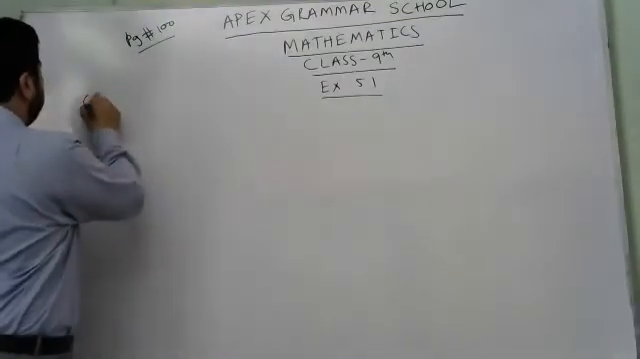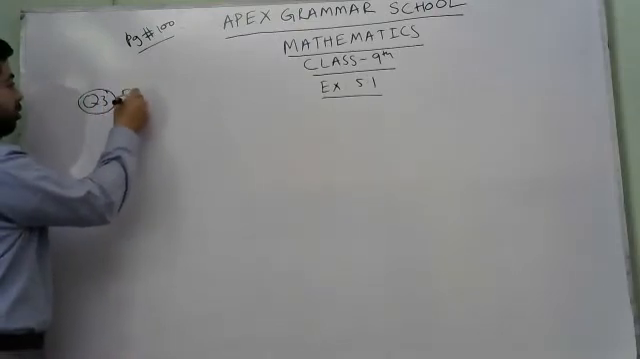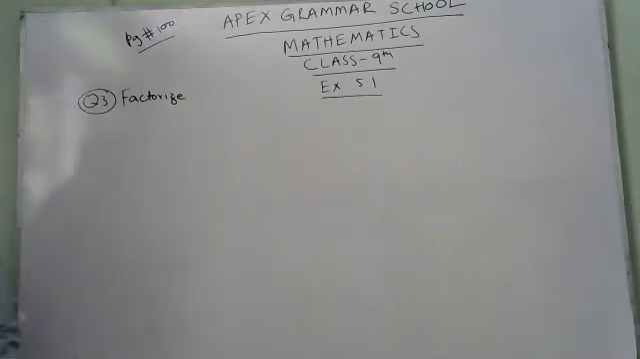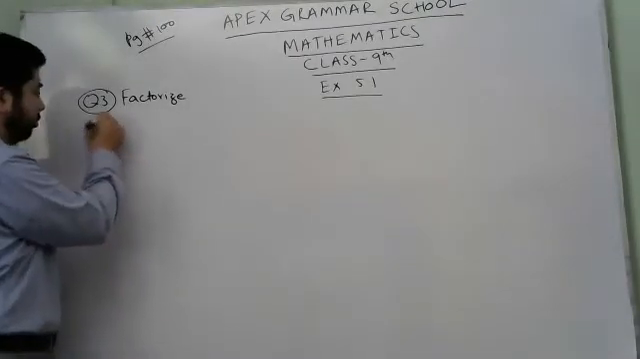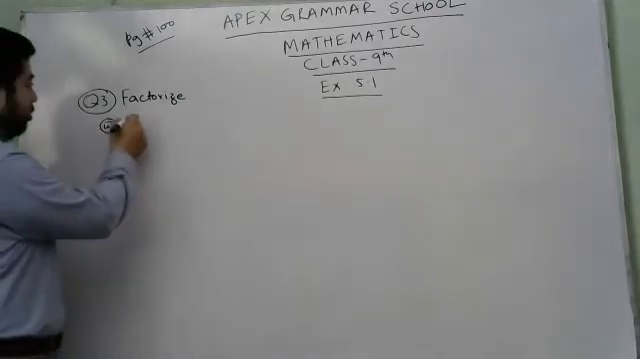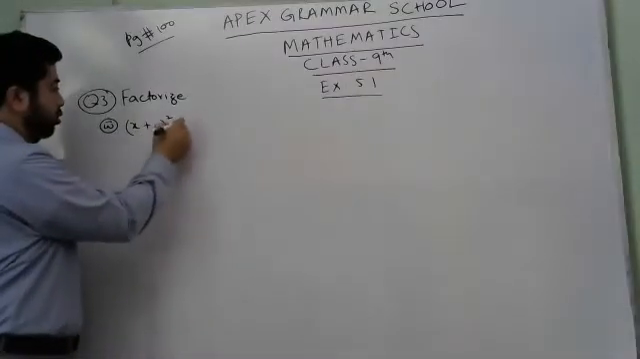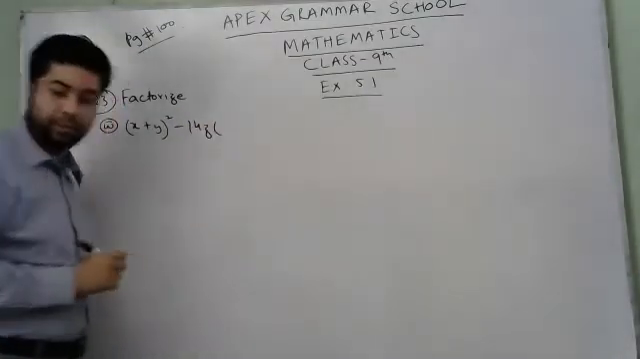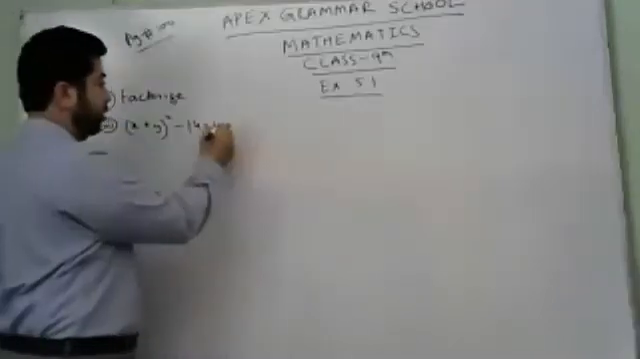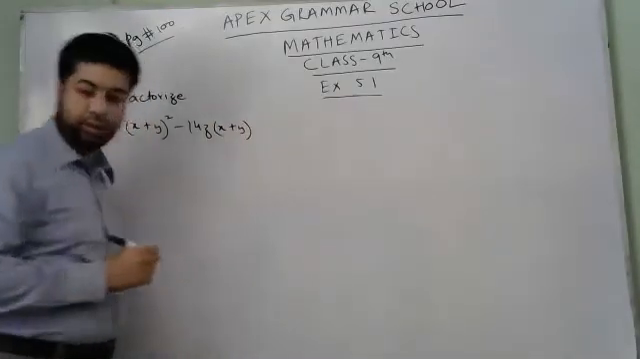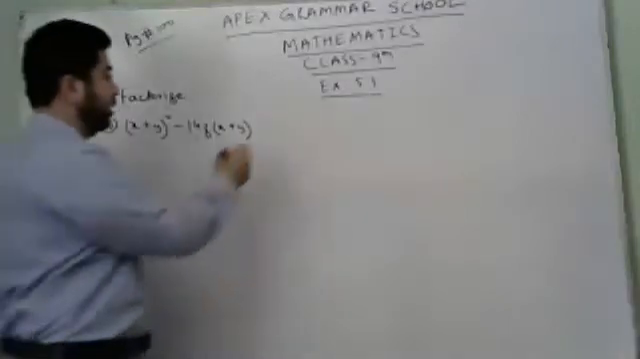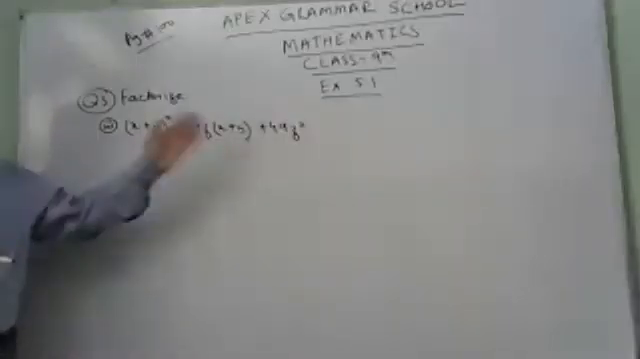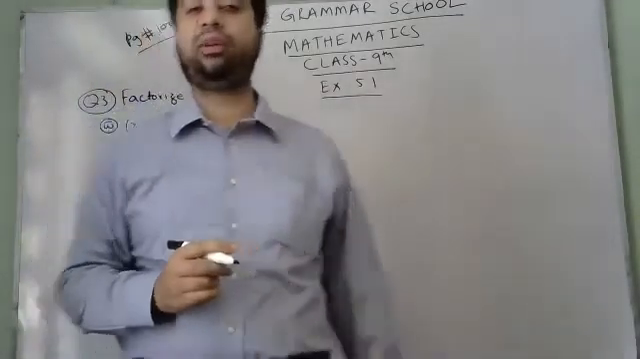The question is to factorize the statement (x plus y) whole square minus 14z(x plus y) plus 49z square. This is the question. You have to factorize it.